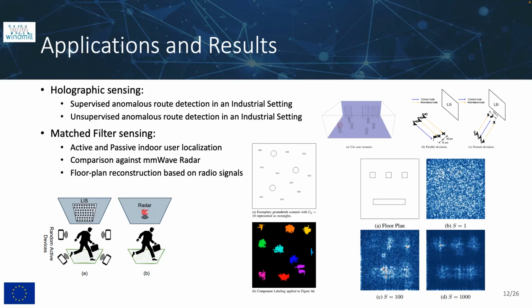Also, we do a comparison against a millimeter wave radar in order to show the trade-off between using an LIS, which is a system for communication, and a system that is designed for sensing, which is this millimeter wave radar. And then the last application that we also tackle is floor plan reconstruction based on radio signals.